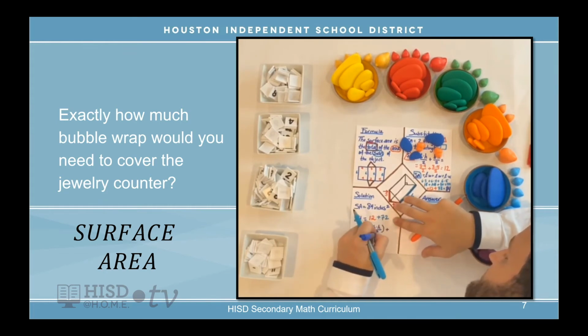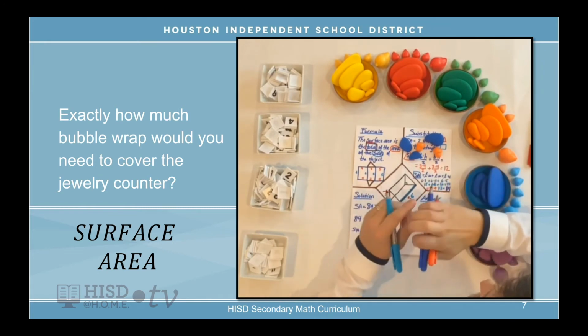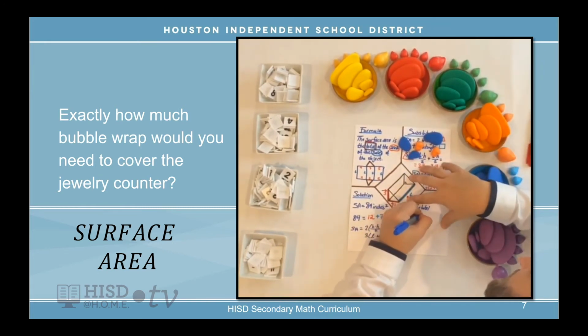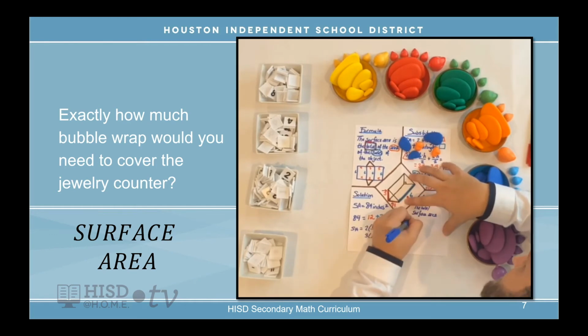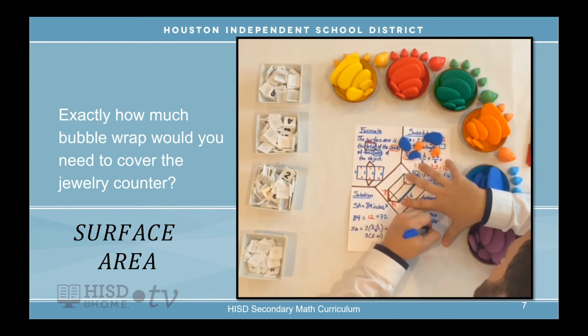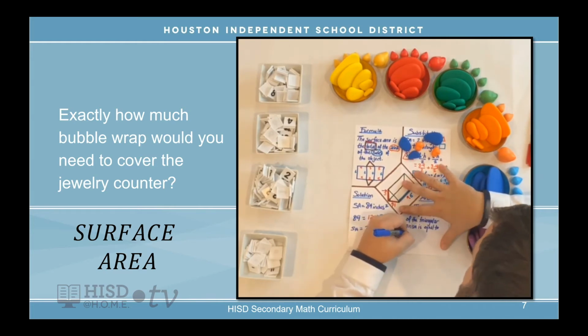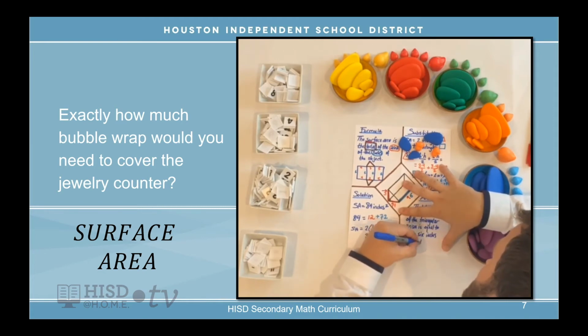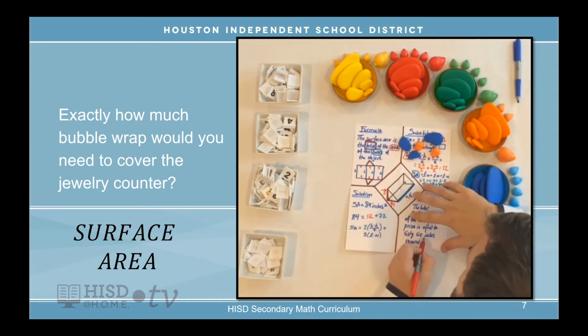And the area of the triangles was base times height divided by 2, and the rectangles were length times width. Our final answer should say the surface area needed is 84 inches squared of total bubble wrap. This will ensure that every surface of the jewelry counter is covered completely.